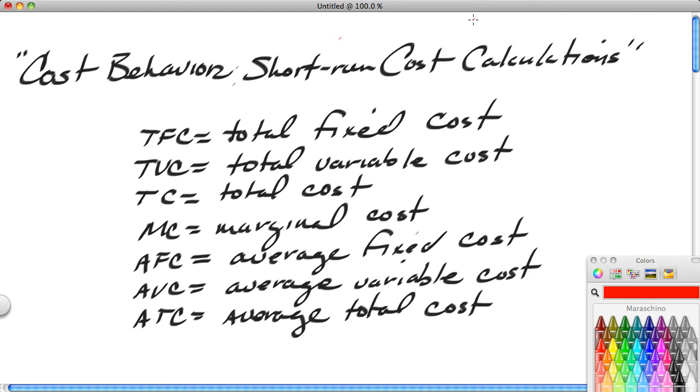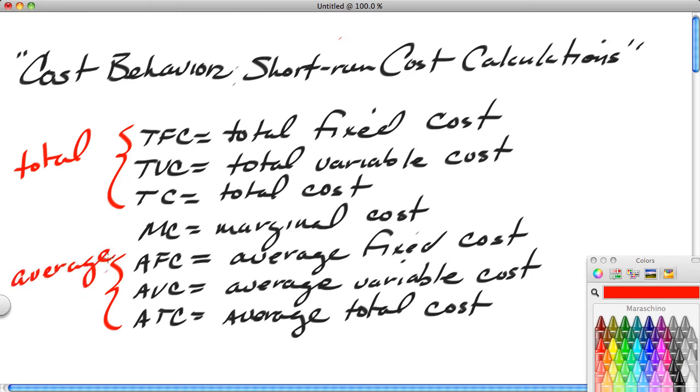This is the third segment in a three-part series on cost behavior. In this particular segment, we're going to take a look at short-run cost calculations. Specifically, we'll be looking at three totals: total fixed cost, total variable cost, and total cost. We'll also be looking at three average numbers: average fixed cost, average variable cost, and average total cost. And then we'll be looking at a marginal calculation called marginal cost.